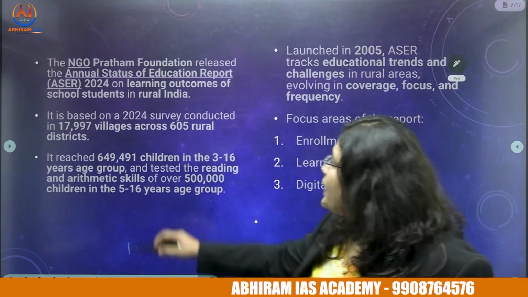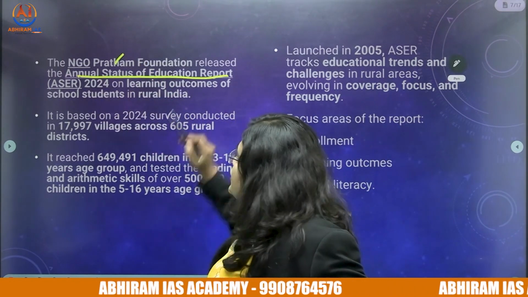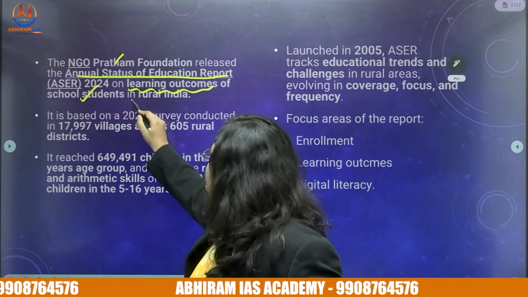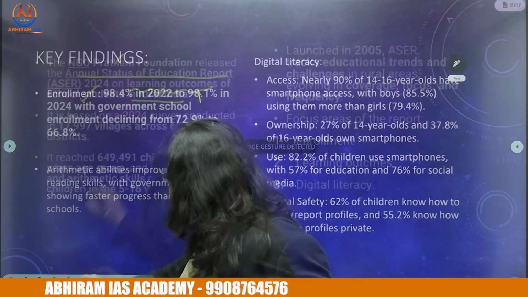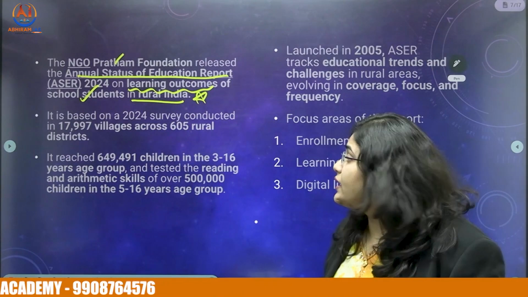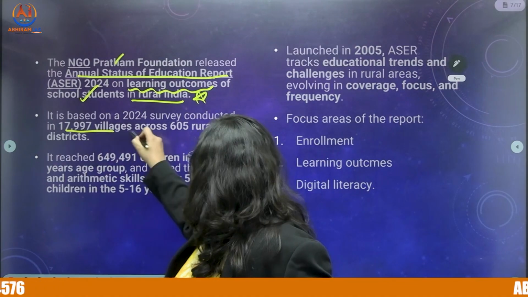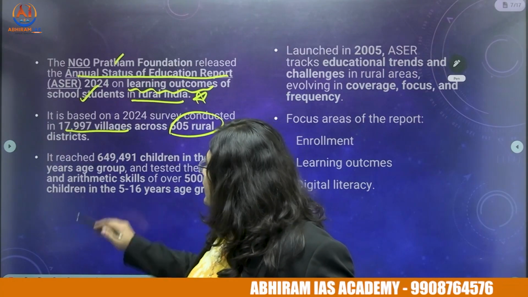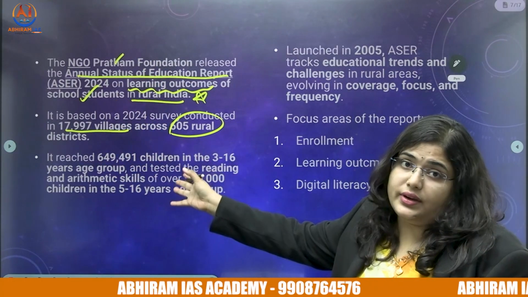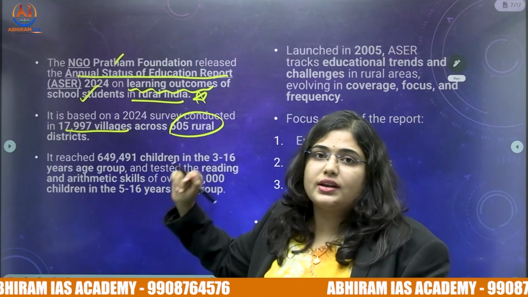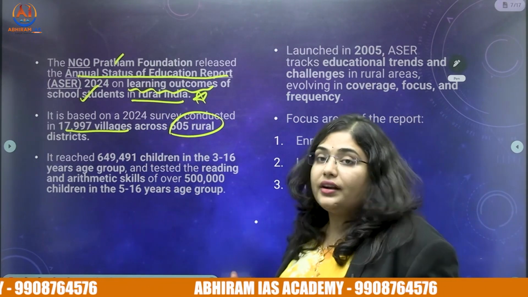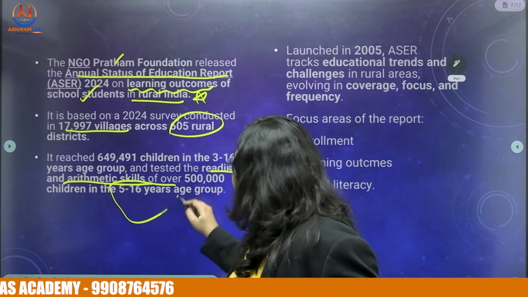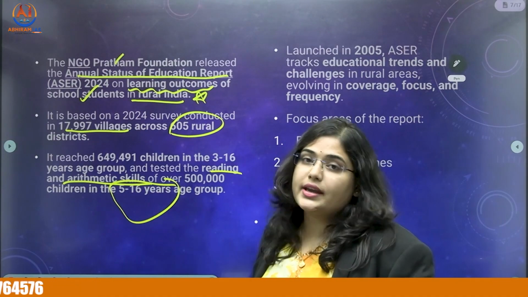This NGO Pratham gives us the Annual Status of Education Report, which focuses on the learning outcomes of school students in rural India. It is based on the survey conducted in 18,000 villages across 605 rural districts. So it provides us the authenticity of the survey of the rural India education status. They have conducted the survey regarding the reading and arithmetic skills among the 5 to 16 years age group.